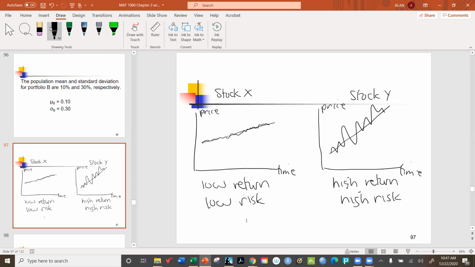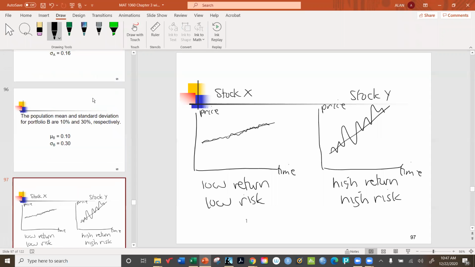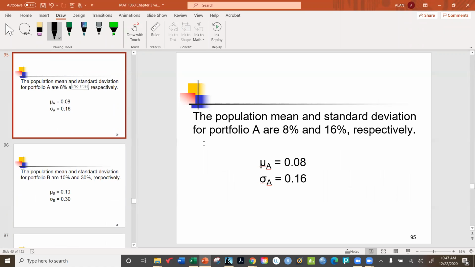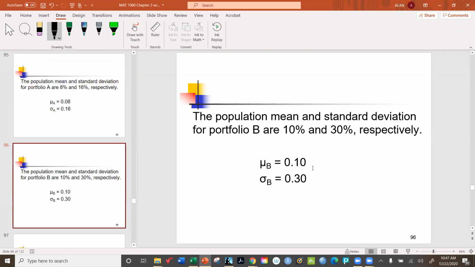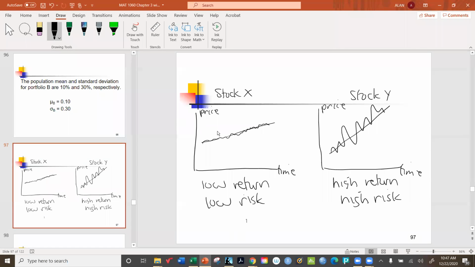So then let's go back and revisit these two stocks. Remember, for A, 8% is the return and 16% is the risk. For B, 10% is the return, but 30% is the risk. So in other words, these more or less correspond to what these two graphs look like, although these are a little bit more exaggerated.